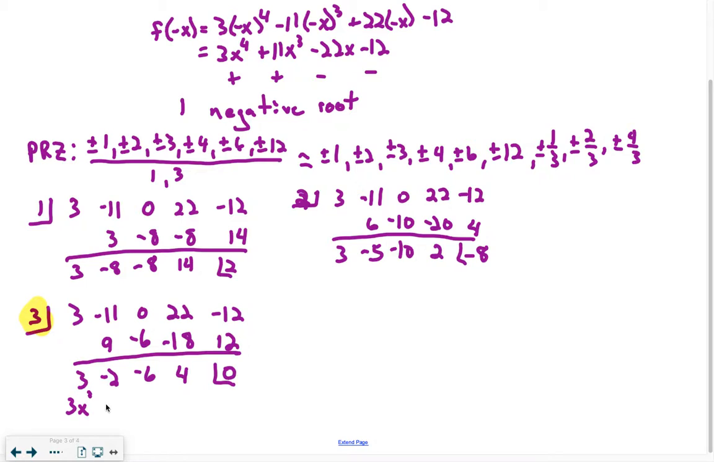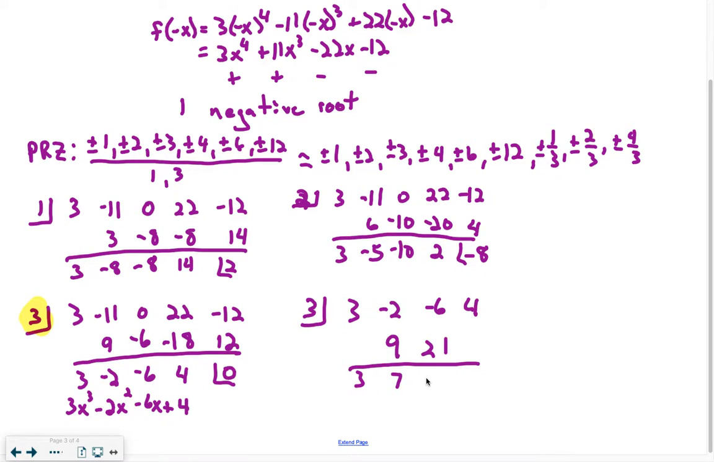This would be 3x cubed minus 2x squared minus 6x plus 4. Okay, so let's try 3 again. It could be a repeated 0, so let's try it again. So now I can use these coefficients: 3, negative 2, negative 6, and 4, the coefficients of my depressed polynomial. Bring the 3 down, multiply, add, multiply, add, multiply, add. And this is definitely not a 0, but I do get an important piece of information. Since all of these entries are positive, that means 3 is an upper bound. I can discard everything on my list greater than 3.